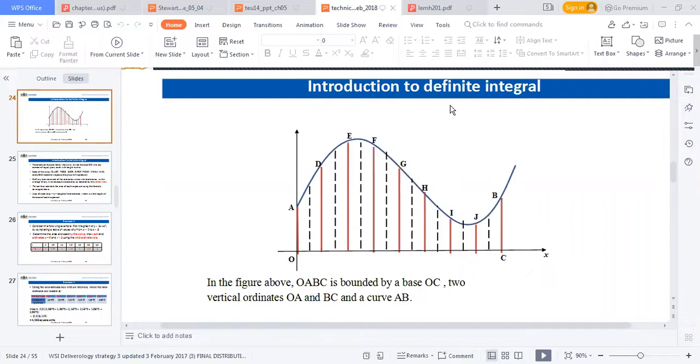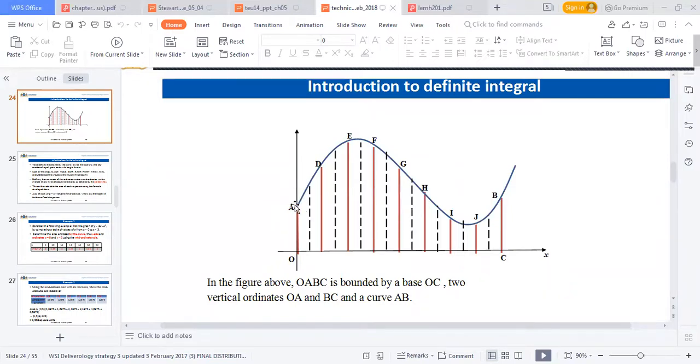Today we'll discuss the second part of integrals, integral calculus, the definite integrals. In our previous lectures, we have studied indefinite integrals. So today we will start the second part, the introduction to definite integral. That means the integrals will have a definite value.